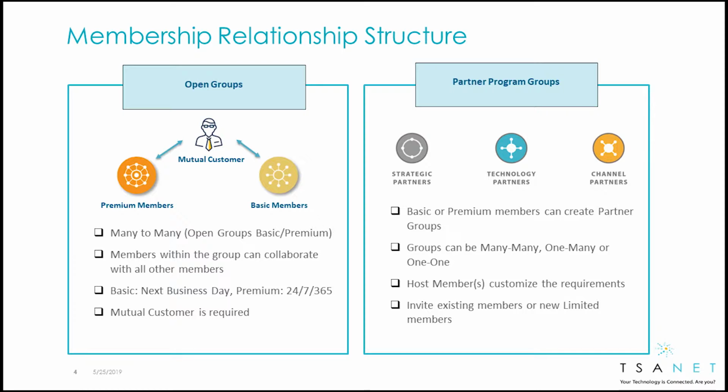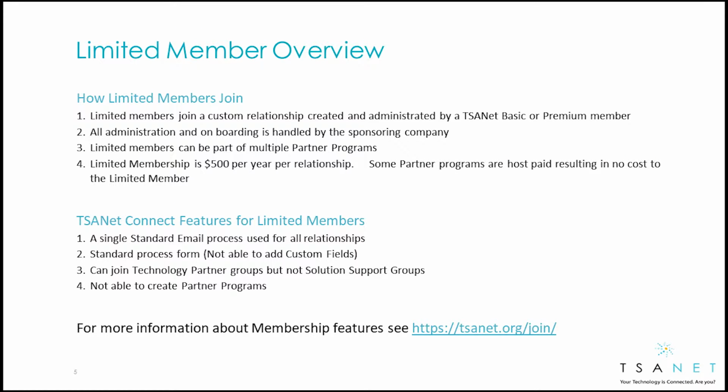Since TSANet utilizes a well-existing and well-adopted legal and operational structure, relationships can be created quickly or members can already join a predefined relationship. As a limited member, you have joined into one or more partner programs hosted by an existing member. You were likely requested by the host to join into TSANet and into a specific program, where you will participate in a one-to-one relationship with the host, who will have a one-to-many view of their partners. Cost is typically $500 per relationship per year, and many host members pay their partners' member dues. More information on TSANet can be obtained from the link below.